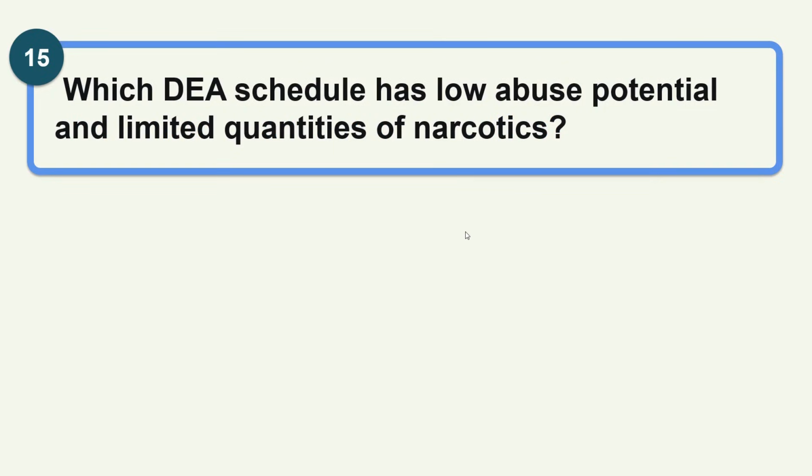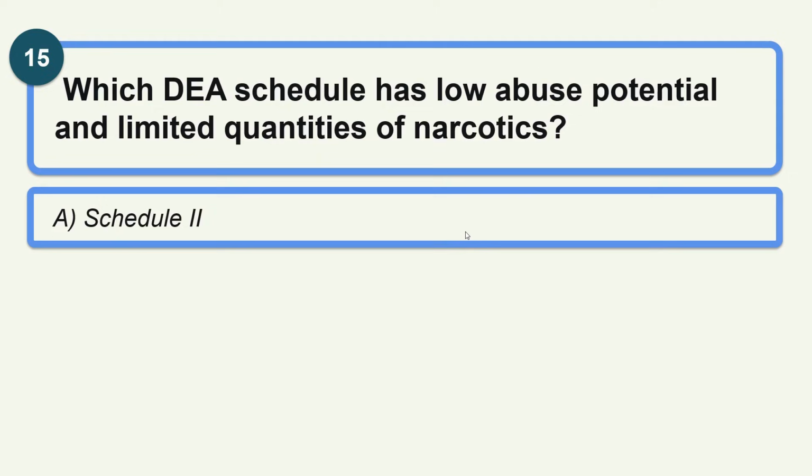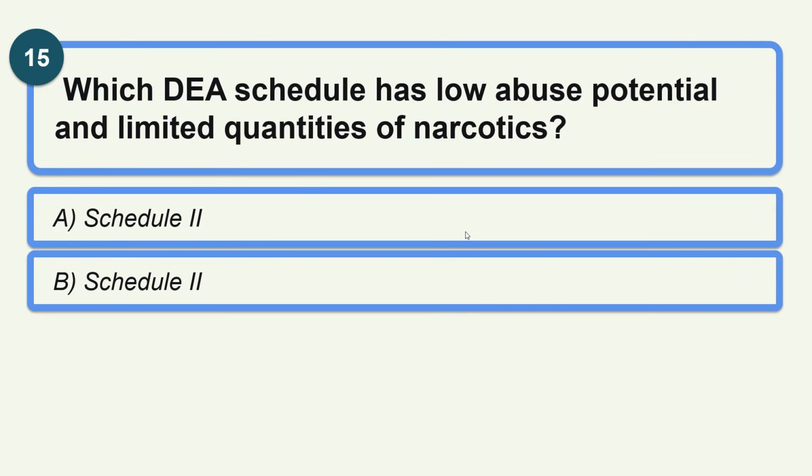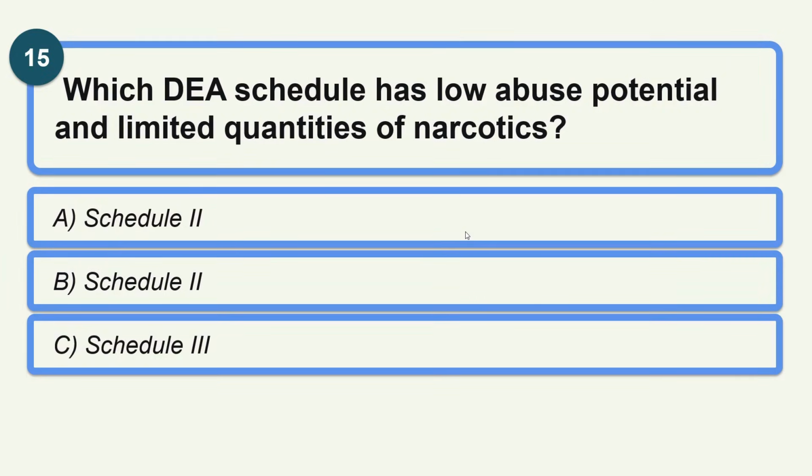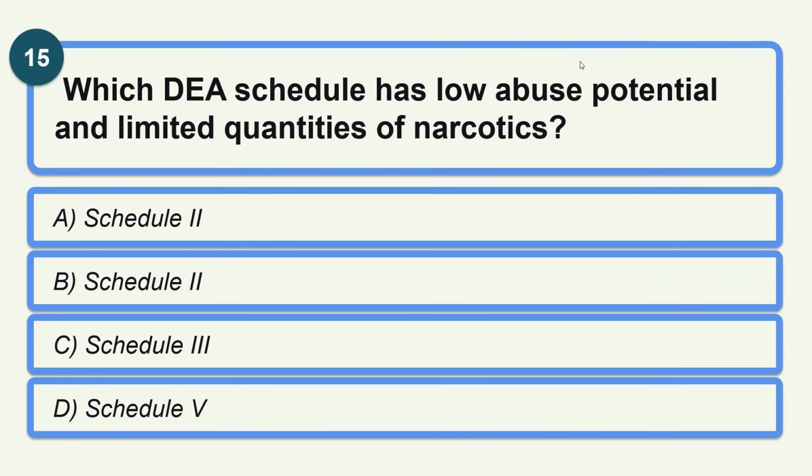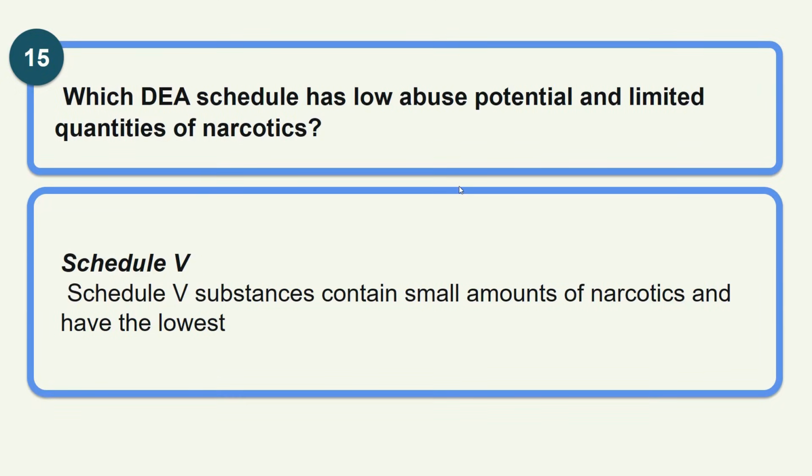Which DEA schedule has low abuse potential and limited quantities of narcotics? A. Schedule 2, B. Schedule 3, C. Schedule 4, D. Schedule 5. The correct answer is Schedule 5. Schedule 5 substances contain a small amount of narcotics and have the lowest abuse potential.